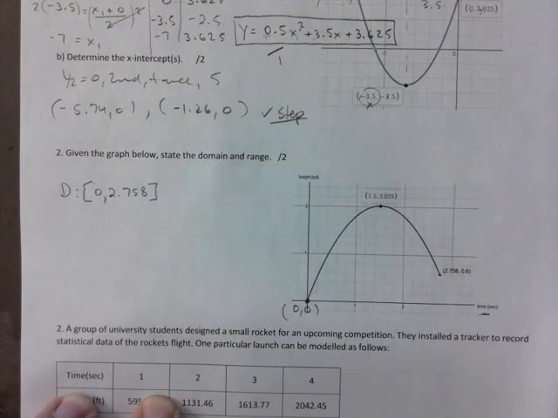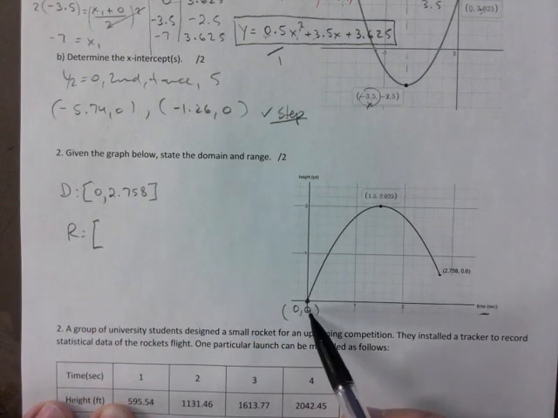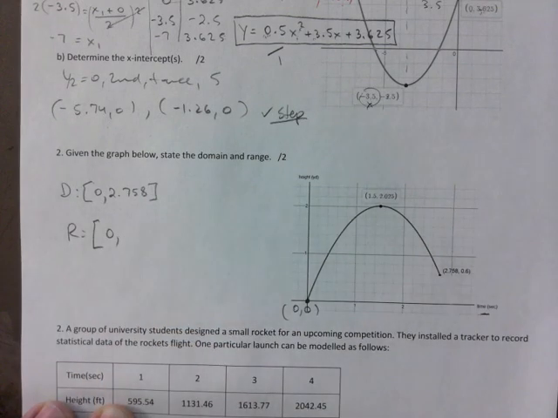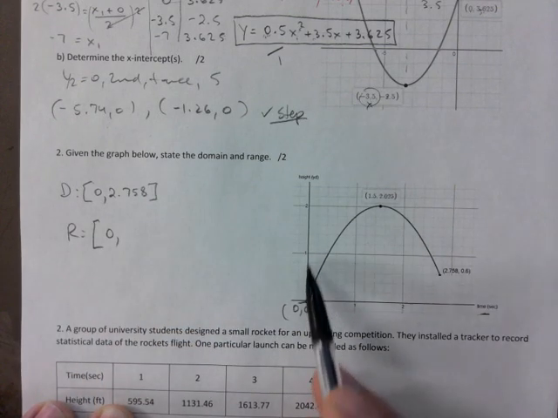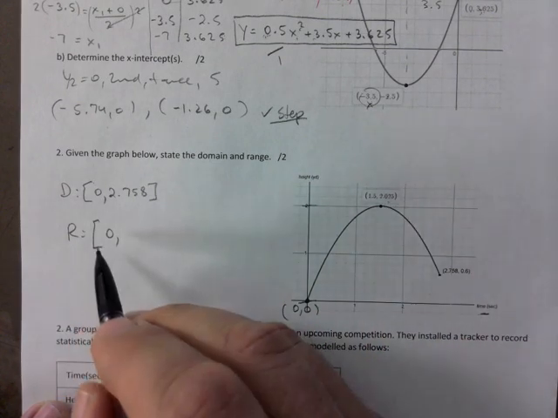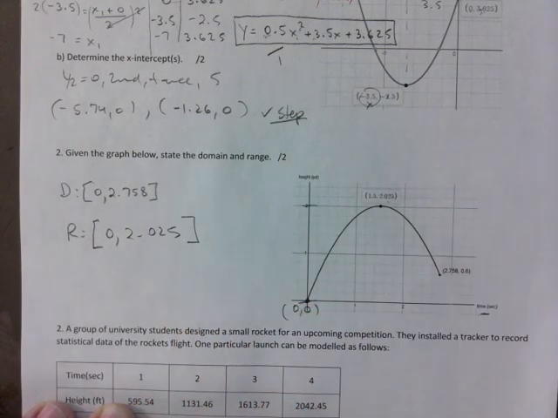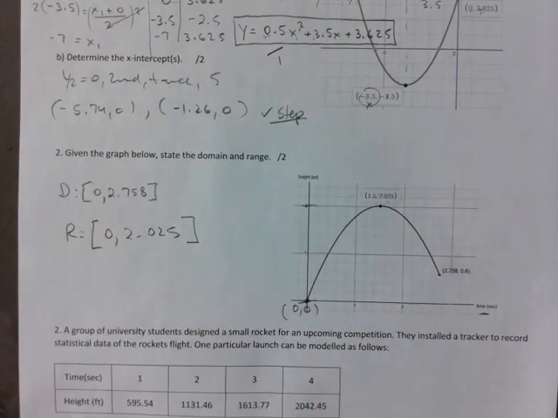Okay, so just use the values that are there. And my range is from 0, right? The lowest y value ever is 0, all the way to the highest, which is 2.025. Square bracket, square bracket. So 1 mark for each.